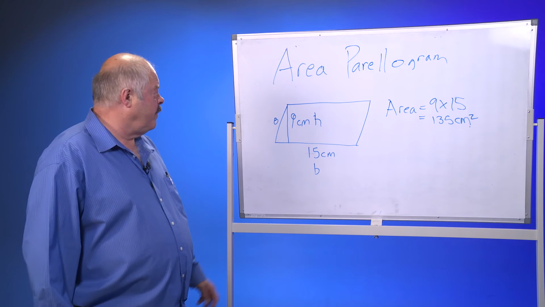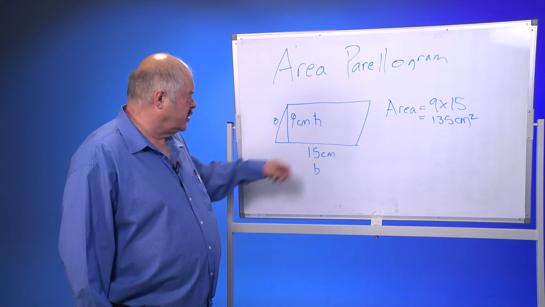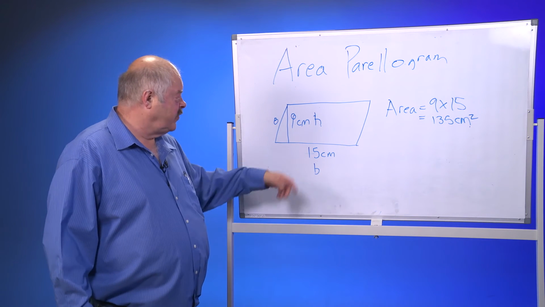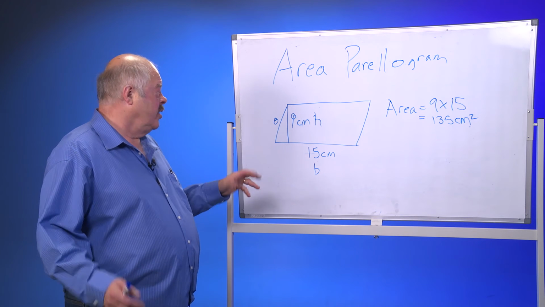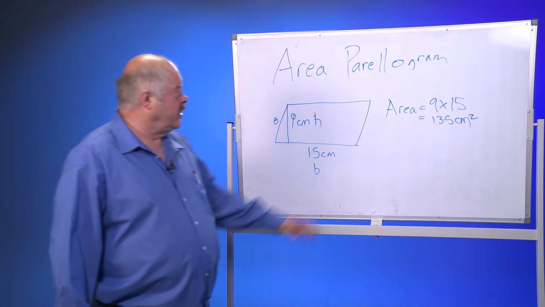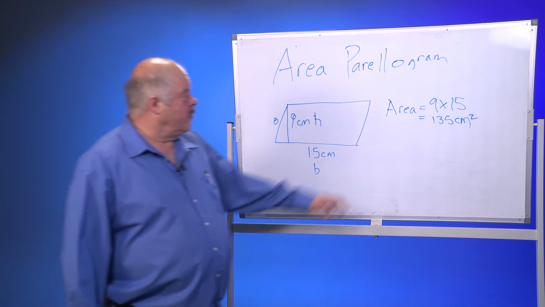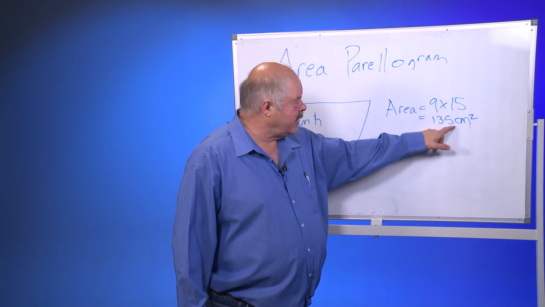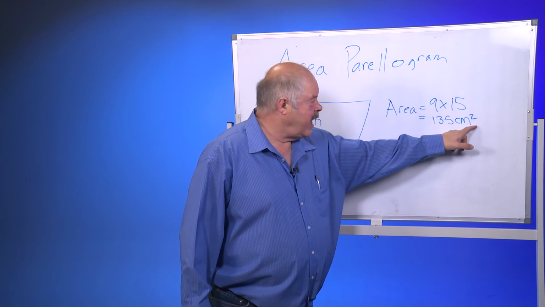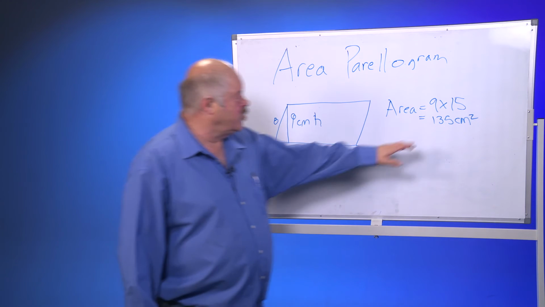But they'll see, do you use it? Do you use 8 times 15, which is not correct? An incorrect answer might be 8 times 15 centimeters squared rather than the 9 times 15 to get 135 centimeters squared. So again, make sure that you're getting the number correct as well as the units. They have to be the same units, square units.